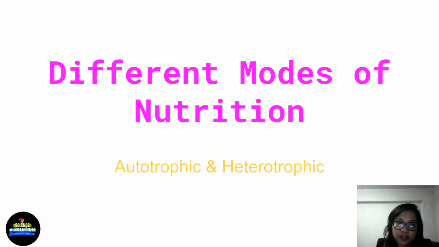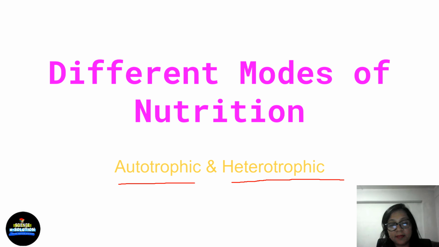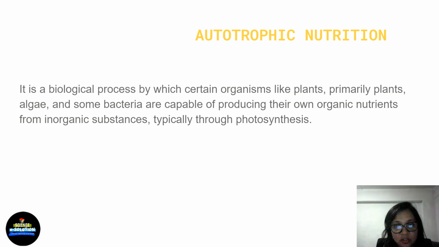So, explanation of different modes of nutrition. What are the different modes of nutrition? Basically, we have two different modes of nutrition: autotrophic and heterotrophic nutrition. Before going into the great details, I must tell you that this is a very important topic. Why? Because we have a number of previous years' questions from this topic. You may expect at least a single MCQ from this topic. It always comes, and you may also get a 2 or 3 marks question from this topic.